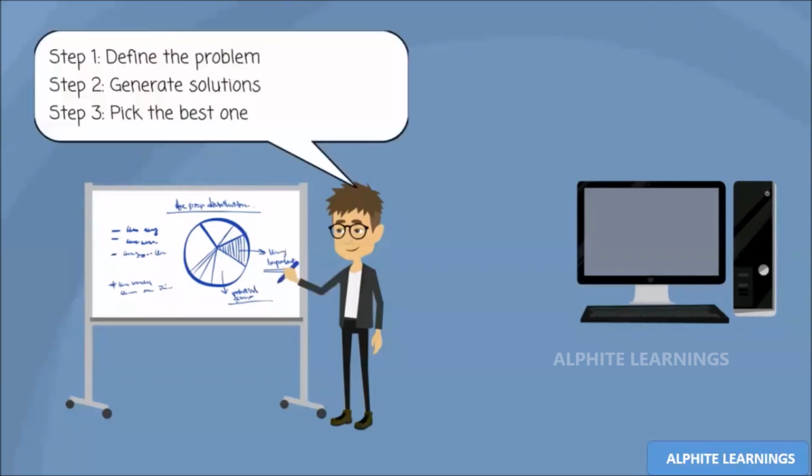As I said, if I have a problem, I'll first try to define that problem. I'll generate a set of solutions to solve the problem. I'll pick the best one out of them. If I have n number of solutions, I'm not going to execute all of those solutions. I'm going to pick the best one out of them.